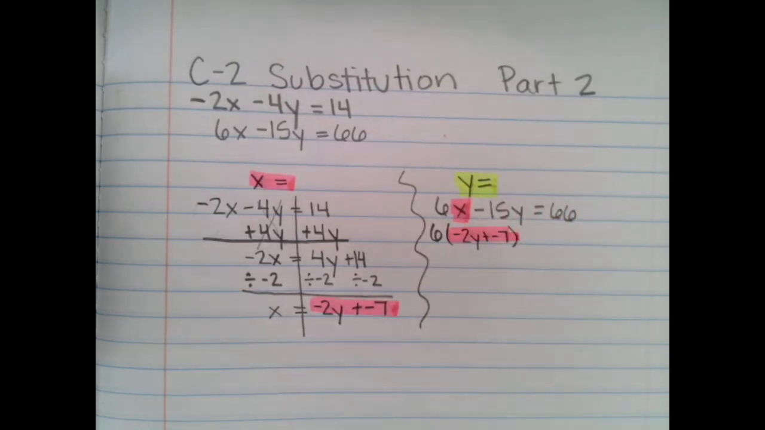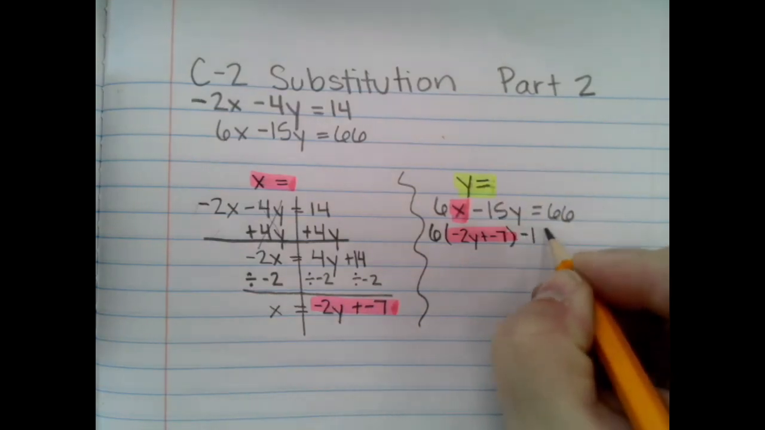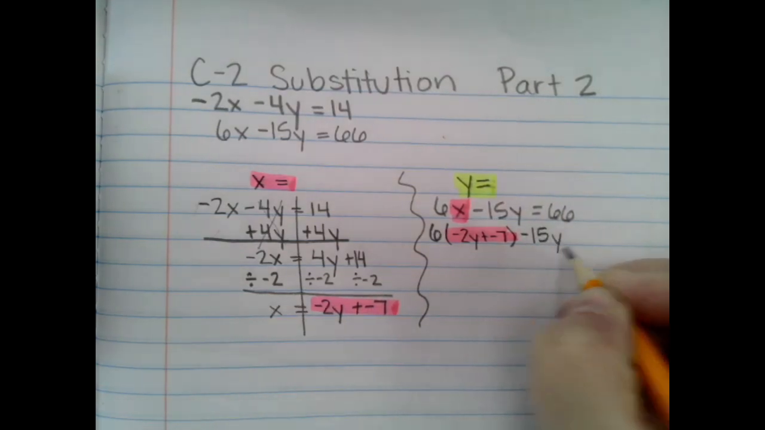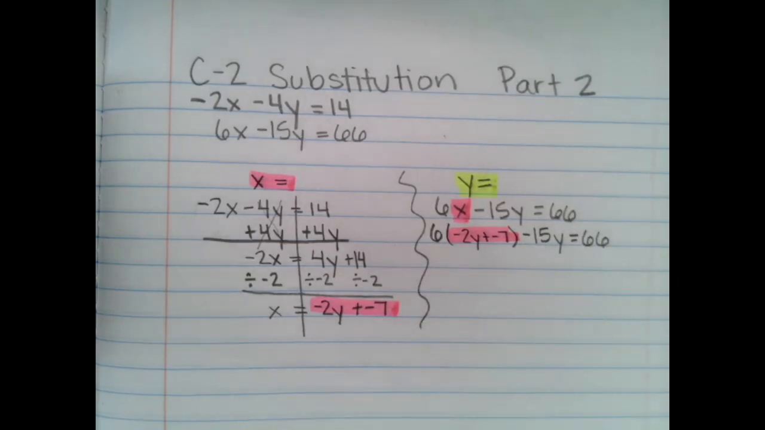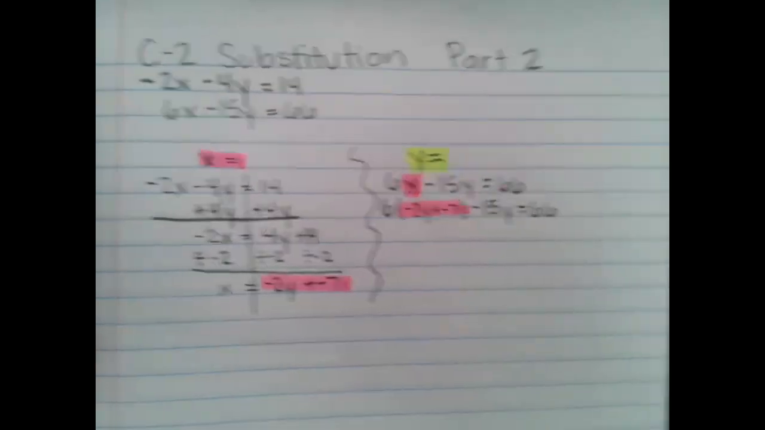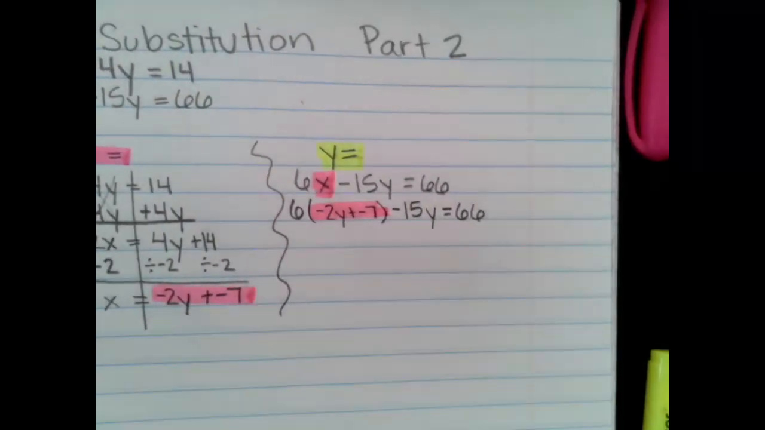Minus 15y equals 66. And now that we have just y's, we can solve that equation to get a y equals. And we're actually going to get a number this time. So to get y all alone, what's my first step going to be?